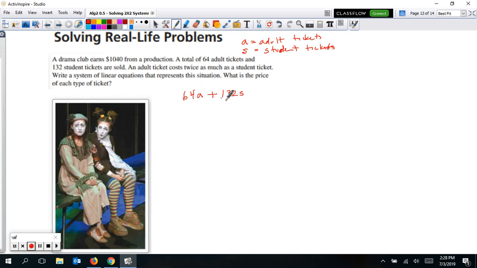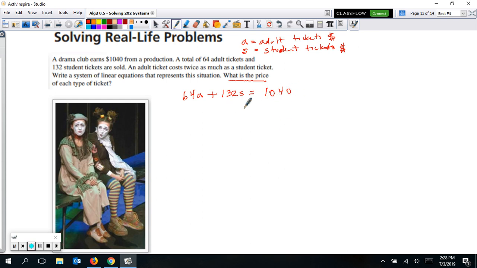Okay, so the variables are going to represent the price of those. So that's going to represent the price of the ticket, the dollar amount for these tickets. It's really going to be the dollar amount that we're looking for, because it says what is the price down here. And so we know that the total price is going to equal, okay, 64 times the price of an adult ticket, and then 132 times the price of a student ticket is going to equal 1040.